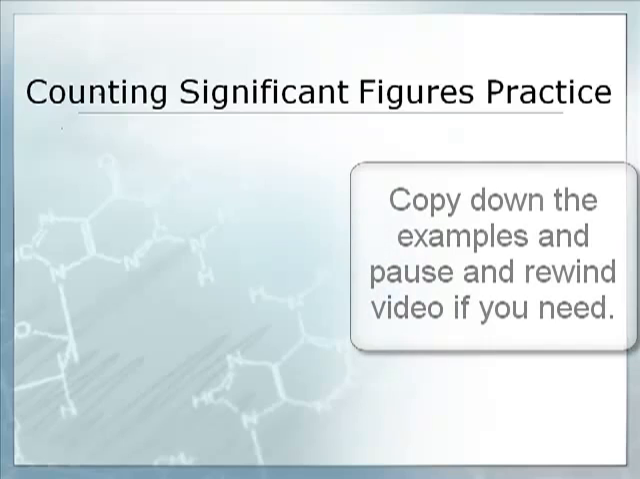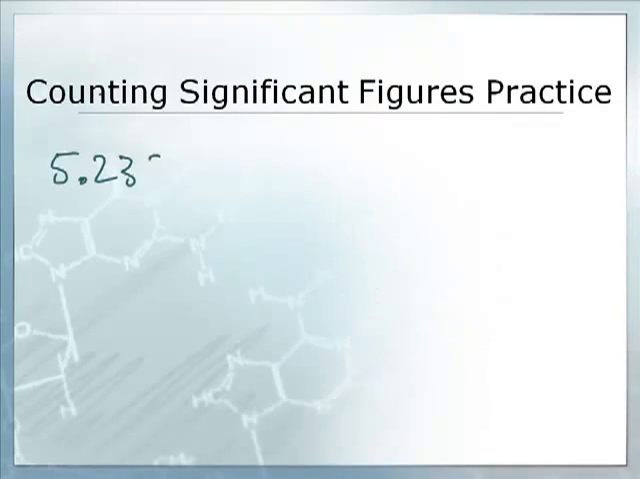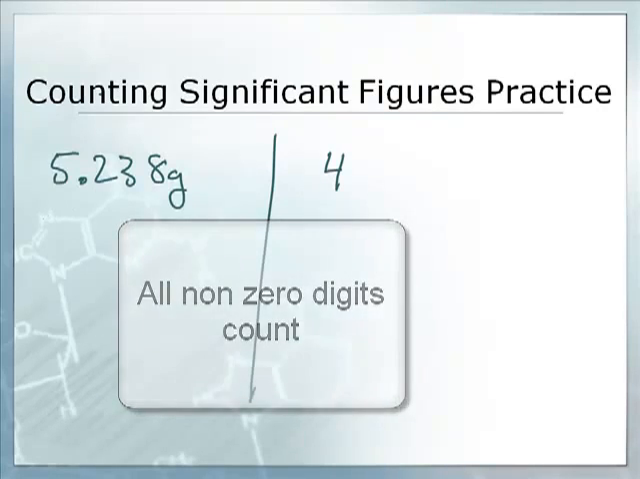All right, so let's see if we can count significant digits. Let's say I have 5.238 grams. How many significant figures are there, Mr. Sams? Those are all non-zero digits, so all of those count as significant figures. So there's a 5, a 2, a 3, and an 8. That would be 4 significant digits. That's pretty easy.